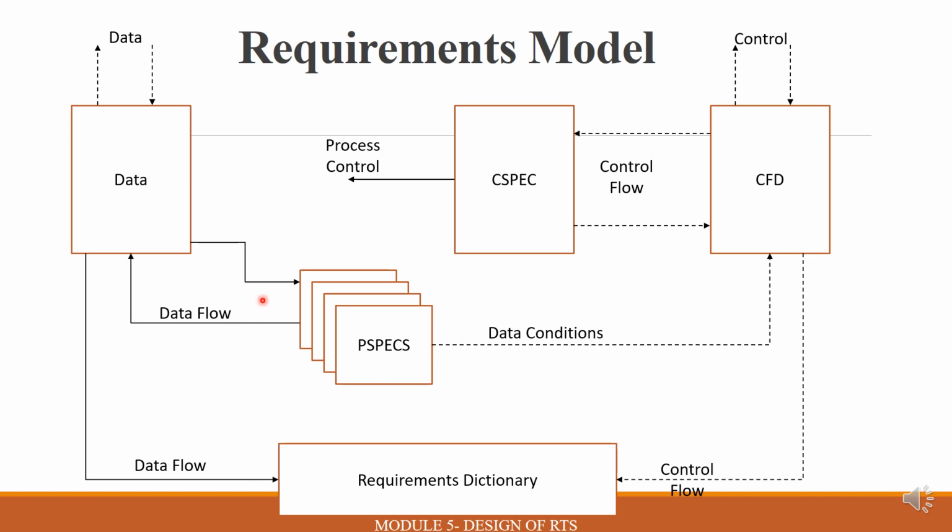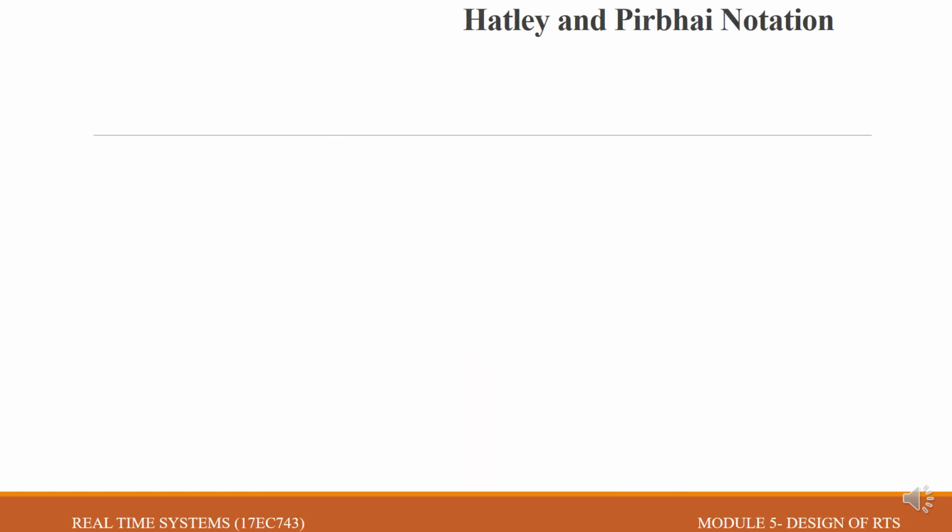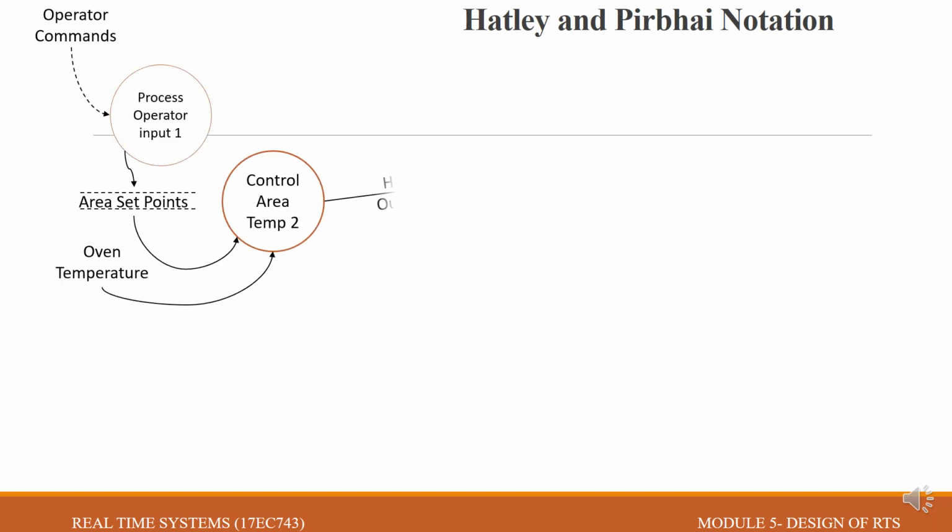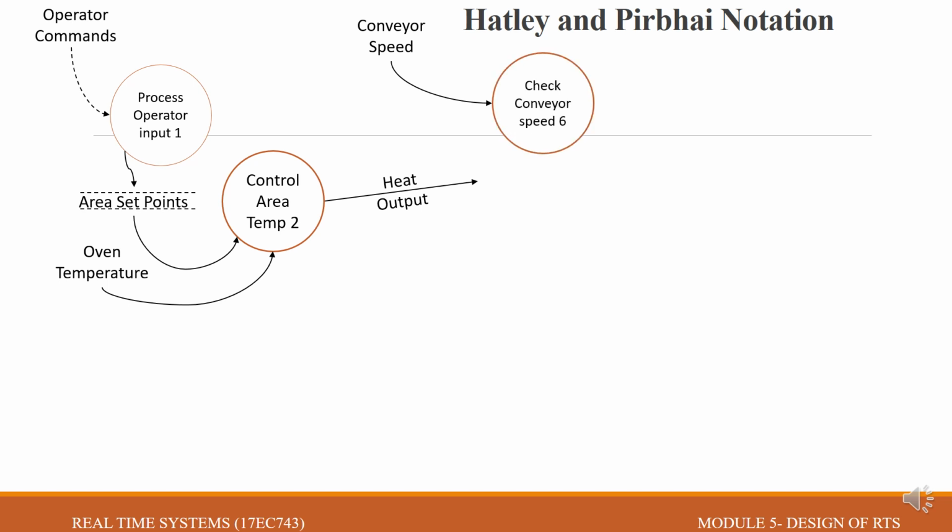We can see that many PSPECs are generated for different data transformations, and all the data related to process and control is saved in the requirements dictionary. The data flow here represents the process flow and control flow. Everything will be stored in a dictionary called the requirements dictionary in the case of the requirements model. Here we can see various notations, where the process bubbles or transformations appear on both the CFD and the DFD. The CFD shows that a process can produce control flows as an output.